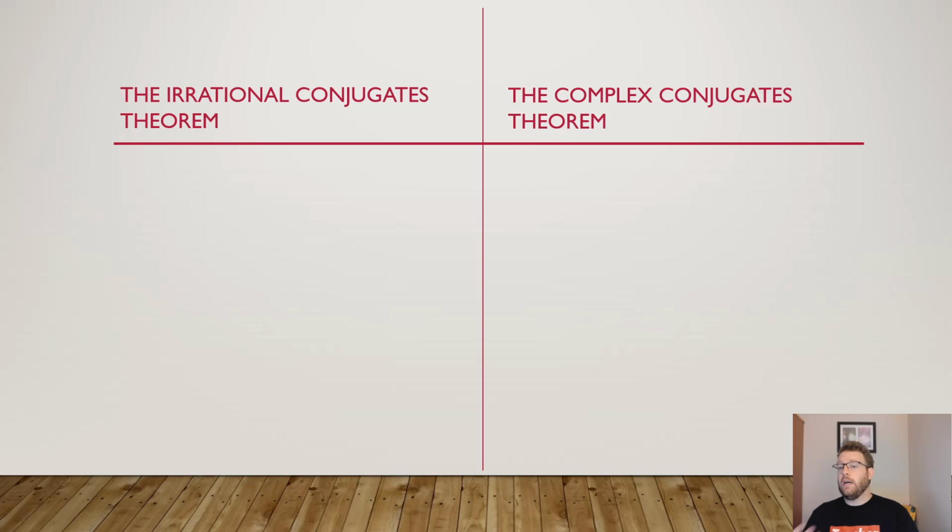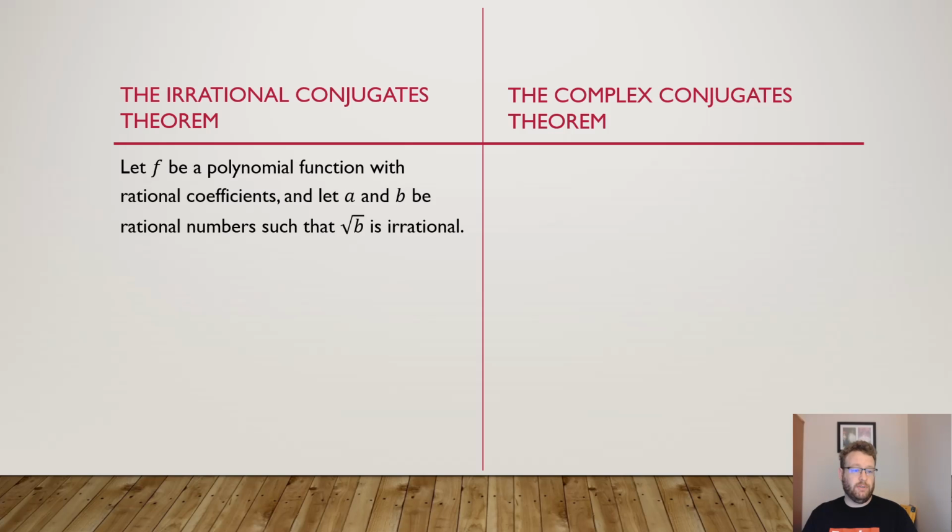So the irrational conjugates theorem says let f be a polynomial function with rational coefficients, and let a and b be rational numbers such that b has a square root that is irrational. So for example, 1/2 will have an irrational square root, and something like 1/4 does not, because the square root of 1/4 is itself 1/2, and we would just write it as 1/2 in that case. So in this setup, if you have a plus the square root of b, so that's that rational and irrational pair of parts, if that's a zero, then a minus the square root of b, where you change the sign on the irrational part, is also a zero of your function.